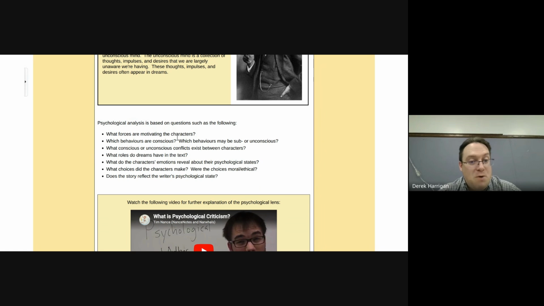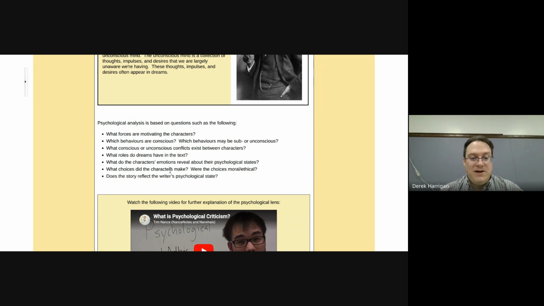What forces are motivating the characters in the story? What behaviors are conscious or maybe unconscious? Like, do you think the characters really understand why they're making the decisions that they're making? I'm not very good at answering this one here, but what roles do you think dreams have in the text? That might be specific to certain texts or movies. What do the characters' emotions reveal about their psychological states?